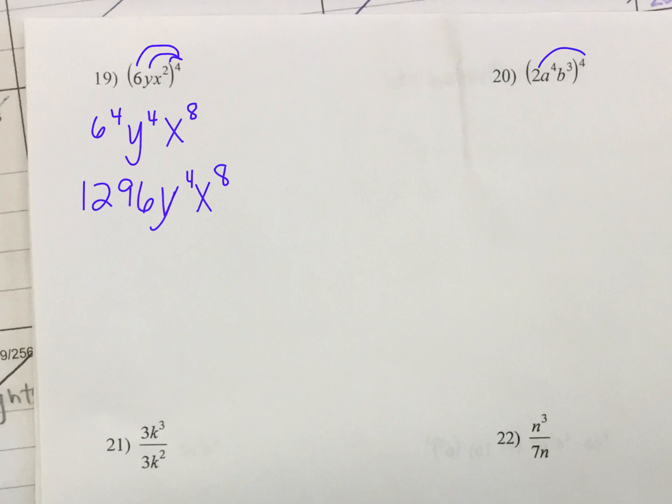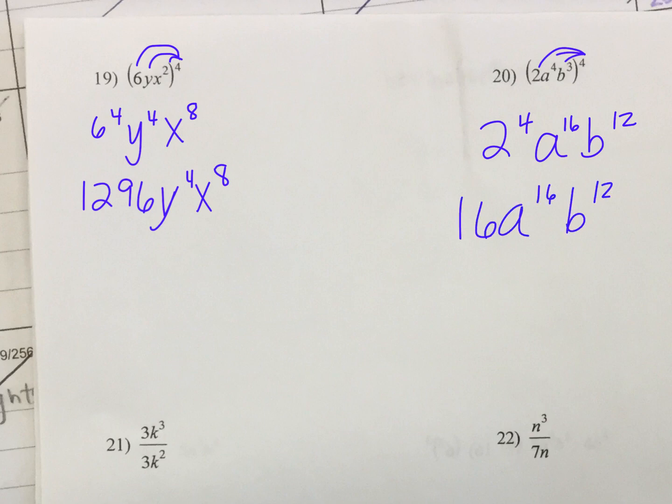When I distribute this guy out, I get 2 to the 4th. A, 4 times 4 is 16. B, 3 times 4 is 12. 2 to the 4th is also 16, so 16A, 16B, 12.